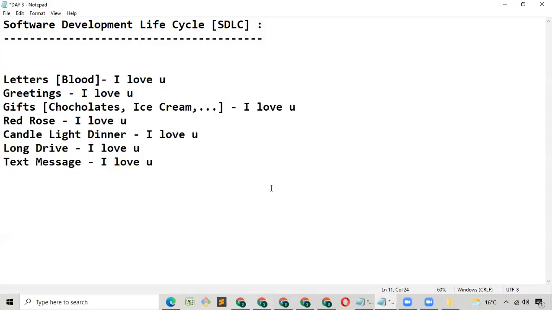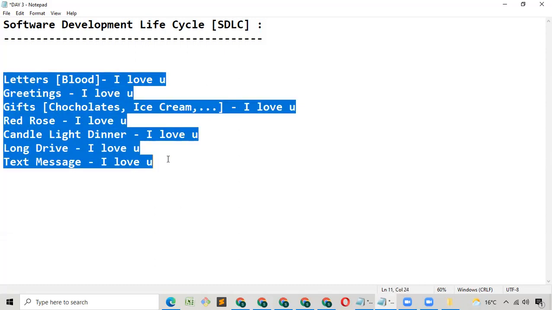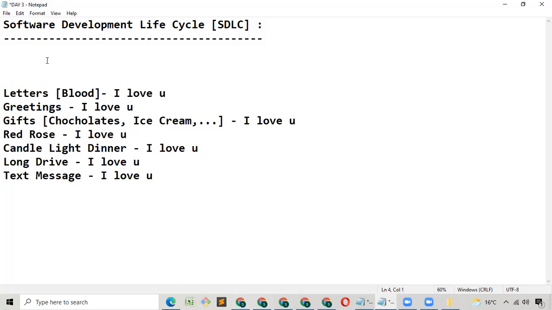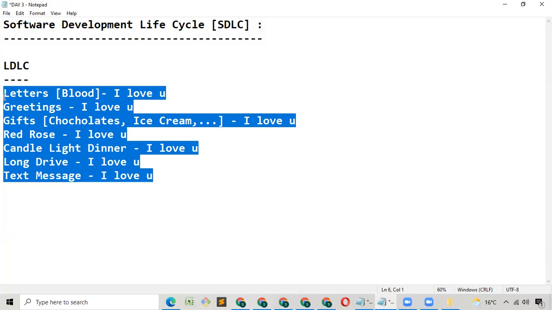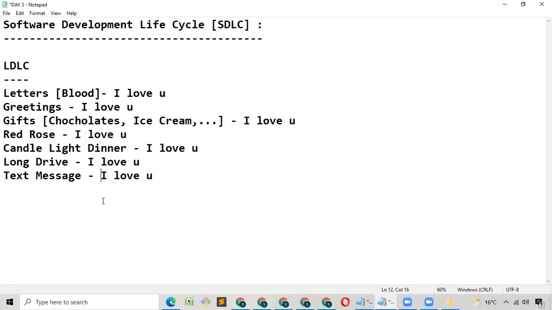Yeah, observe properly. Right now, these are the techniques or methodologies that are there in order to develop your LDLC. Sir, what is LDLC, sir? If you want LDLC, that is love development life cycle. These are the techniques that are there. You can give a letter, greeting, gift, retro, candle dinner, long drive, text message. Okay, one person is asking, sir, are you experienced? Yes, I'm having huge experience in this LDLC, love development life cycle.